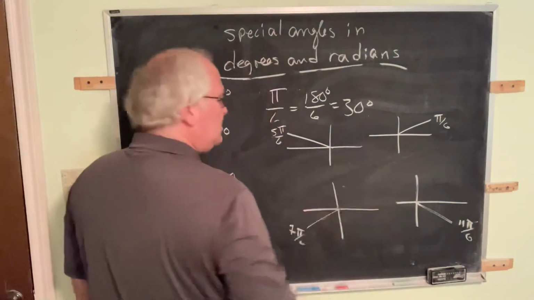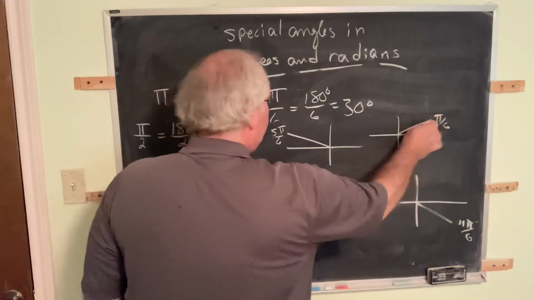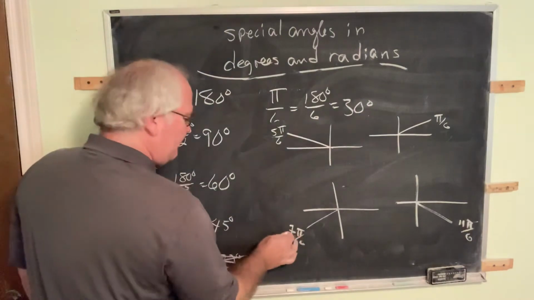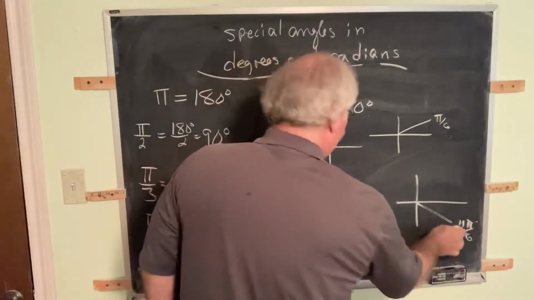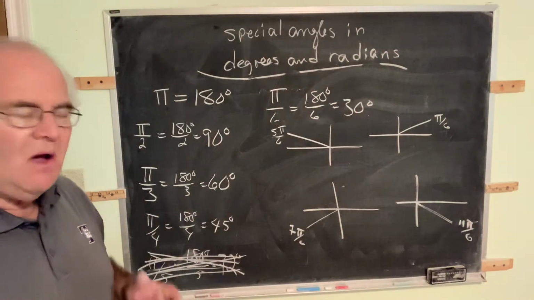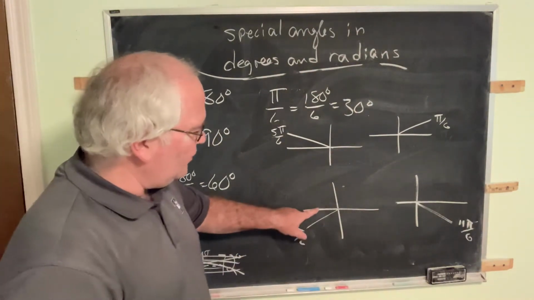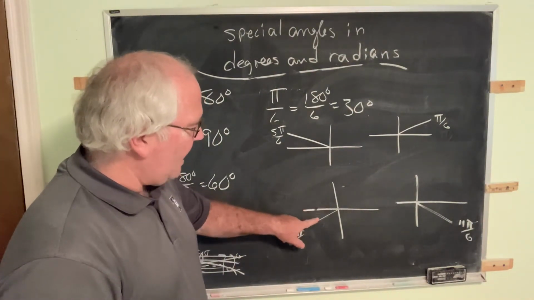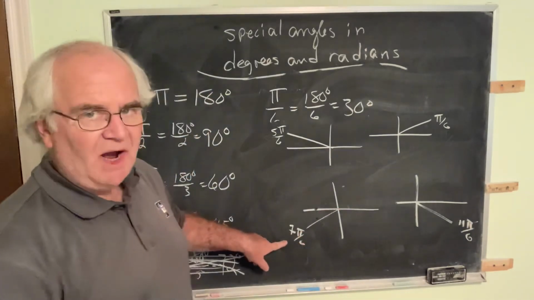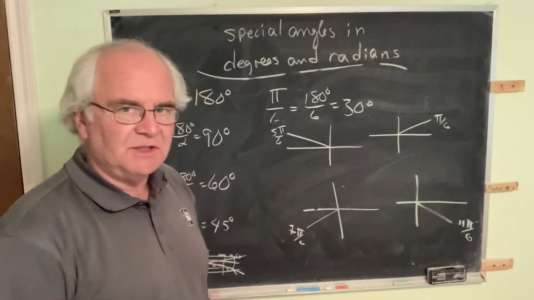The pi over 6 reference angle family is pi over 6, 5 pi over 6, 7 pi over 6, 11 pi over 6. That's the reference angle family for pi over 6. What that means is, if you're in quadrant 3 and the reference angle is pi over 6, then the entire angle is 7 pi over 6, and so on with the others.